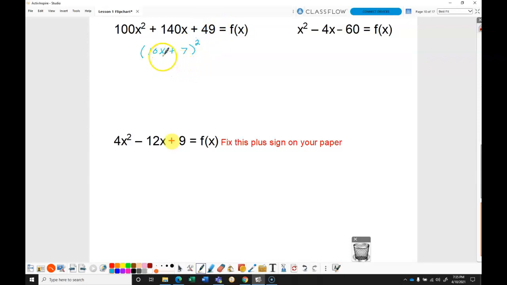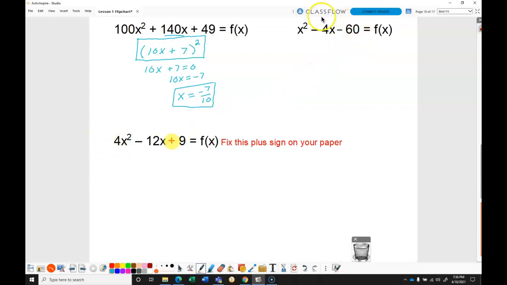Now I'm just going to check and make sure this works by doing 10x times 7. That's 70x, but I have to double it, and that would give the 140x. So it does work. That is our factor. So I'm going to take that factor and set it equal to 0. So 10x plus 7 equals 0. We'll subtract 7 from both sides, so that's -7, and divide by 10. So x equals -7 over 10. That's my zero. And truthfully, that zero has a multiplicity of 2 because that factor showed up twice.